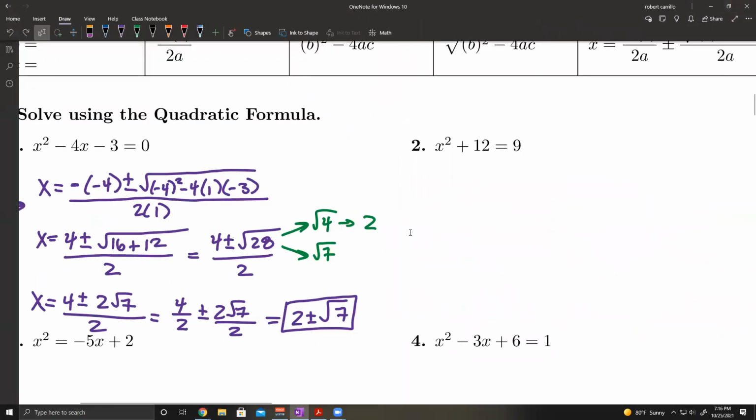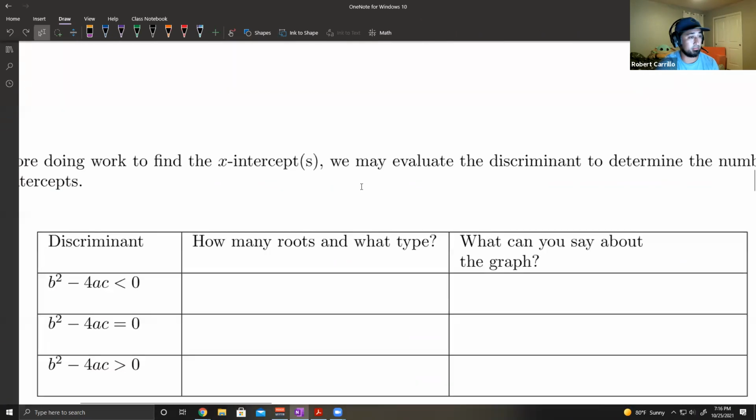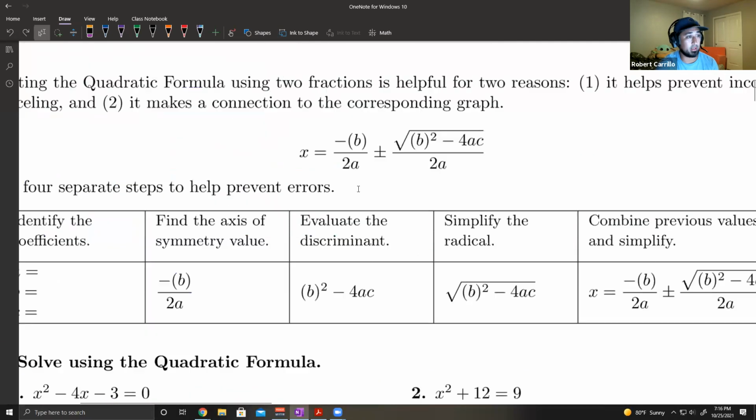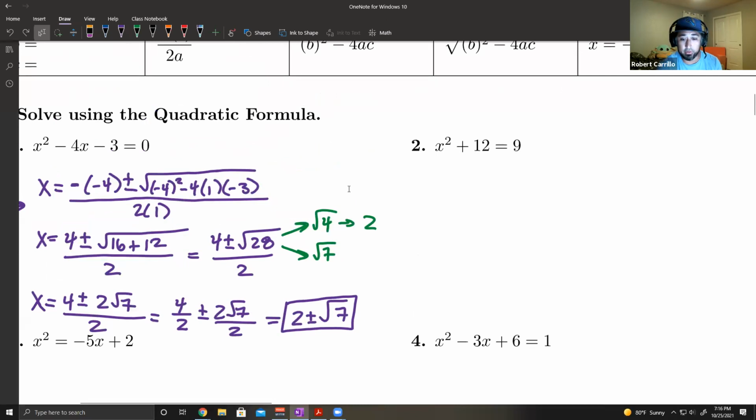Okay, cool. Let's keep rolling. Number 2. How many of these do we have? Oh, we have a lot of these. We might want to skip around. All right, but let's do number 2 first.